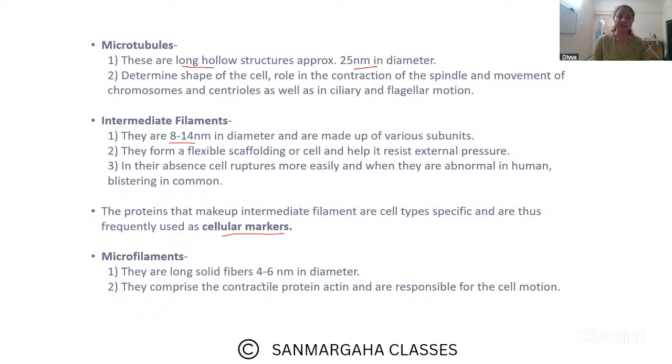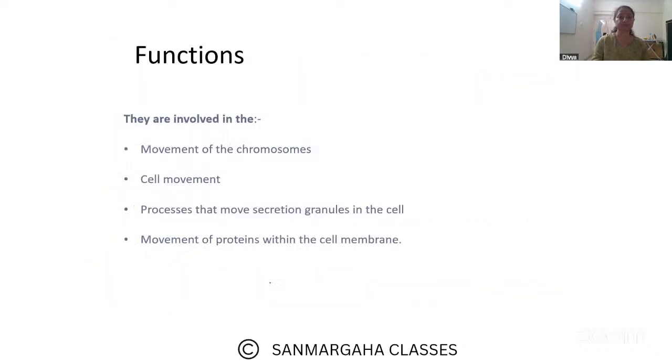Then microfilaments are 4 to 6 nanometers in diameter. They comprise contractile protein, which is responsible for movement of the cell. So what are the functions of the cytoskeleton? Movement of chromosomes during cell division takes place because microtubules are present, and movement of the cell is also because of those cytoskeletal structures.